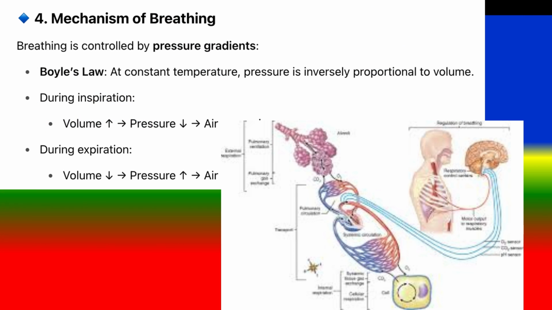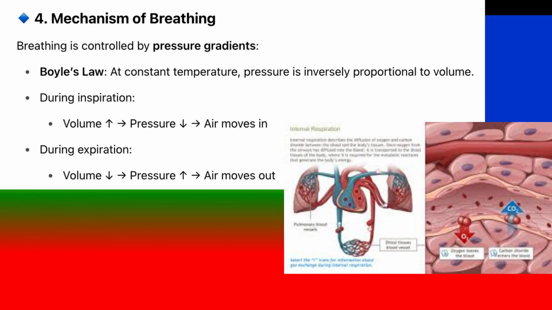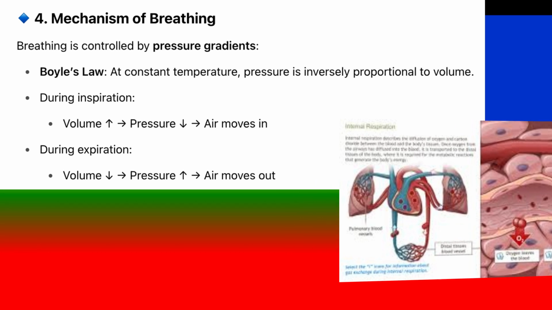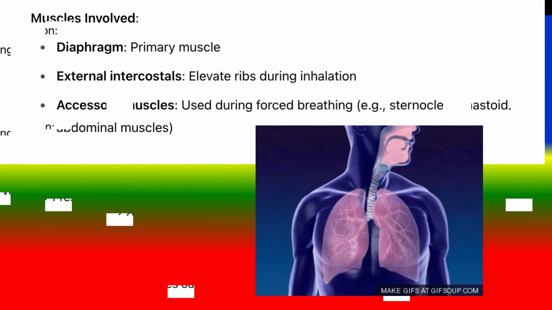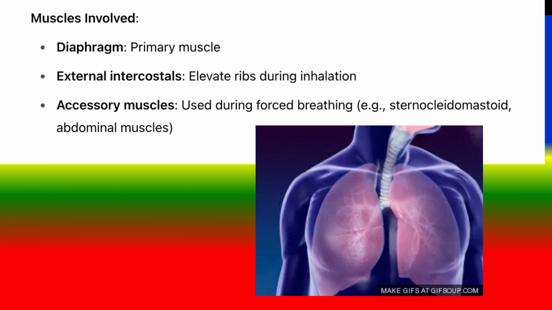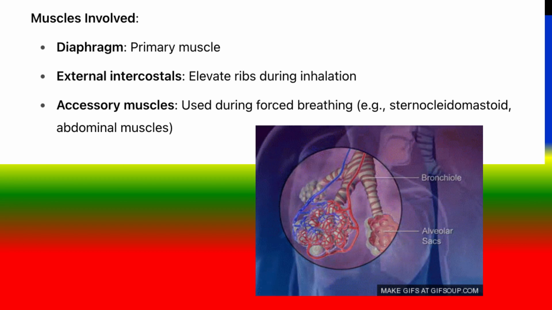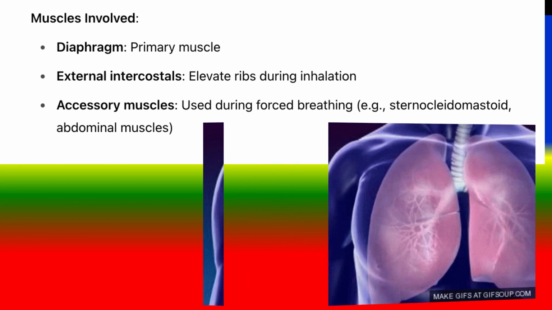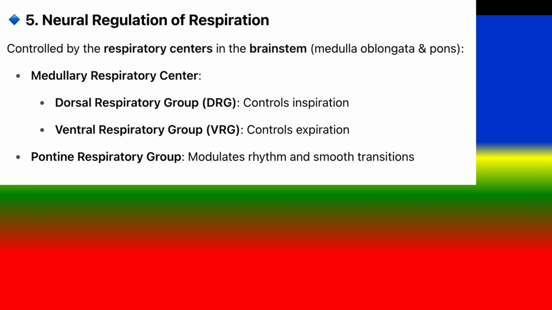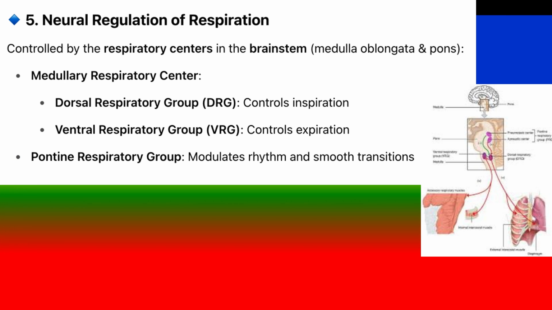4. Mechanism of breathing. Breathing is controlled by pressure gradients. Boyle's law: at constant temperature, pressure is inversely proportional to volume. During inspiration, volume increases, pressure decreases, air moves in. During expiration, volume decreases, pressure increases, air moves out. Muscles involved: diaphragm, primary muscle; external intercostals, elevate ribs during inhalation. Accessory muscles, used during forced breathing, e.g. sternocleidomastoid, abdominal muscles.